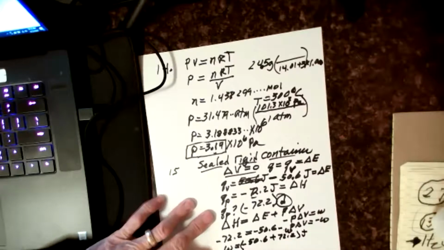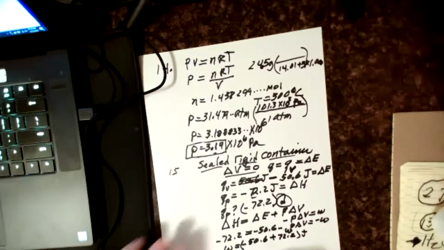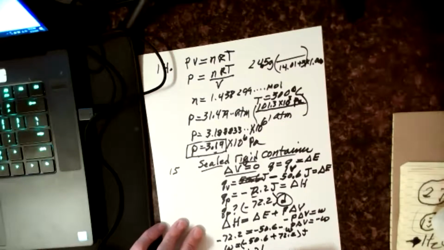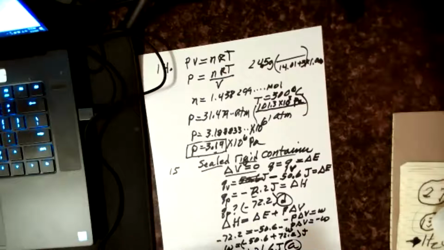So the work is going to be equal to 72.2 minus 50.6. So this is 72.2 minus 50.6. I get plus 21.6 joules. And that's response A on the test.